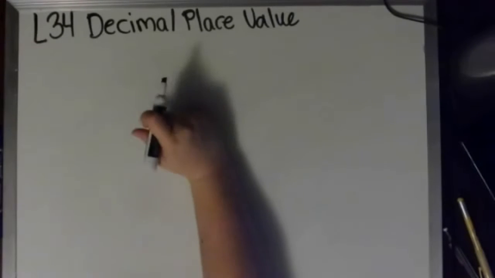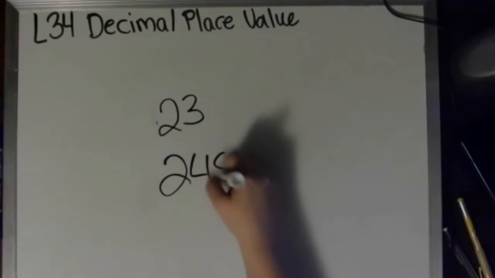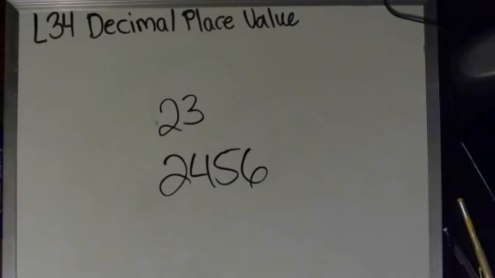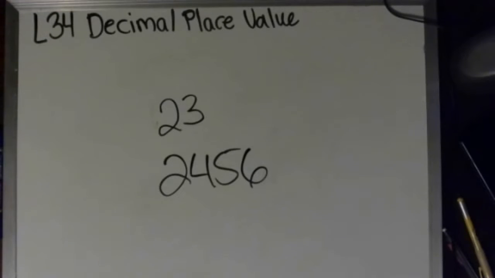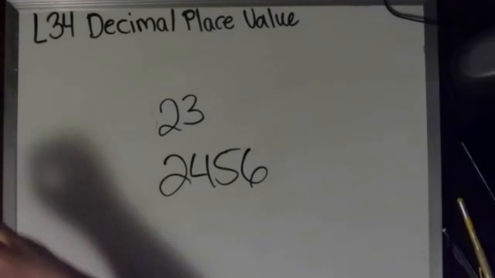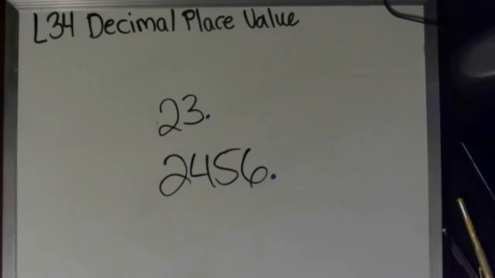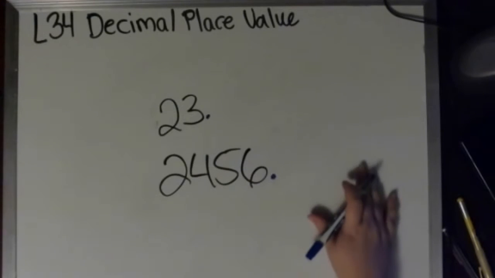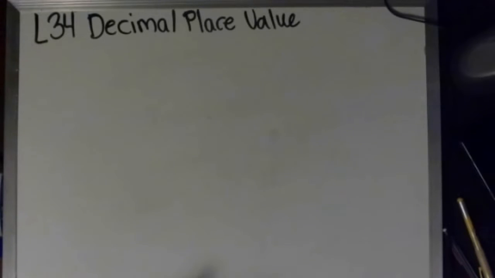Okay, so 1 is a standard number, 23 is a standard number, 2,456 is a standard number. All of those are standard numbers. And all of those have something in common. They all have an invisible decimal that is always there. We just don't write it. And the invisible decimal is here after the ones column. That decimal is always there. We almost never write it, but it is always there. So behind that decimal is what we're looking at today.